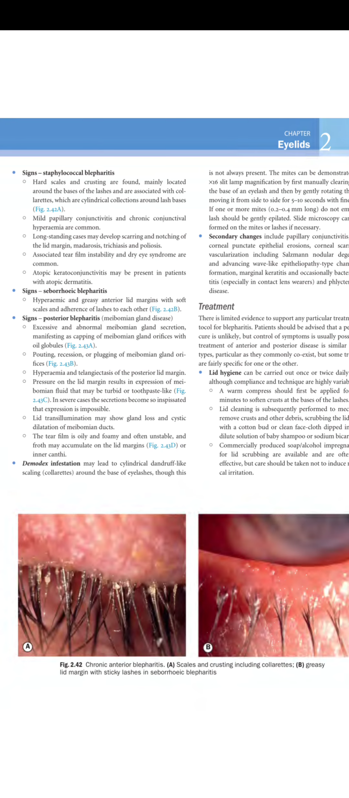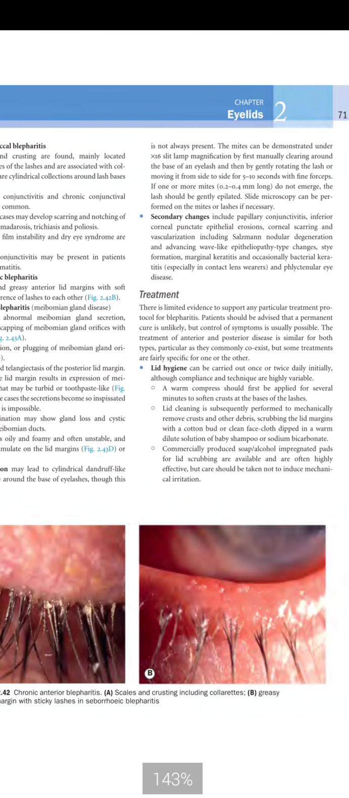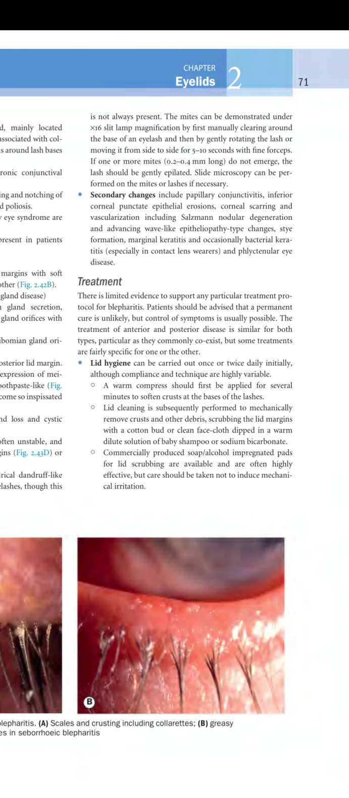Demodex infestation may lead to cylindrical dandruff-like scaling collarettes around the bases of the eyelashes, though this is not always present. The mites can be demonstrated under 16x slit lamp magnification by first manually clearing around the bases of the eyelashes and then by gently rotating the lash or moving it side to side for 5 to 10 seconds with fine forceps. If one or more mites 0.2 to 0.4 mm long do not emerge, the lash should be gently epilated. Slide microscopy can be performed on the mite or lashes if necessary.